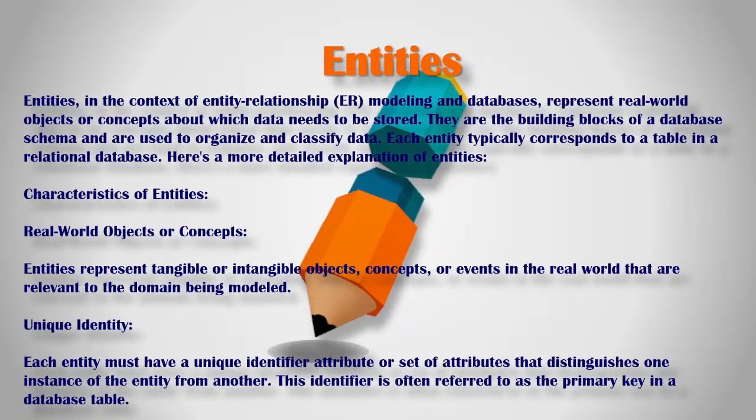Characteristics of entities: real-world objects or concepts. Entities represent tangible or intangible objects, concepts, or events in the real world that are relevant to the domain being modeled. Unique identity. Each entity must have a unique identifier attribute or set of attributes that distinguishes one instance of the entity from another. This identifier is often referred to as the primary key in a database table.